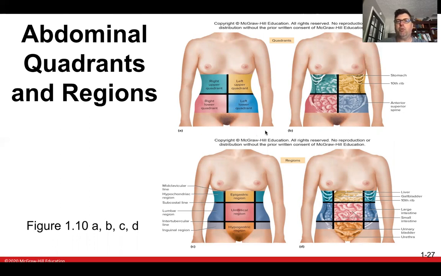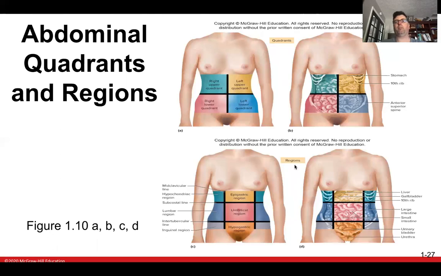So this diagram shows the abdominal quadrants and regions. Now the quadrants are easy. You've got right upper quadrant, left upper quadrant, right lower quadrant, left lower quadrant. Couldn't be simpler, very descriptive. The 2 lines meet right at the umbilicus. And from there, you've got references for some of your important interior structures. You've got the stomach and the 10th rib located in the left upper quadrant. You've got the superior spine of the pelvis located on the lower left quadrant.